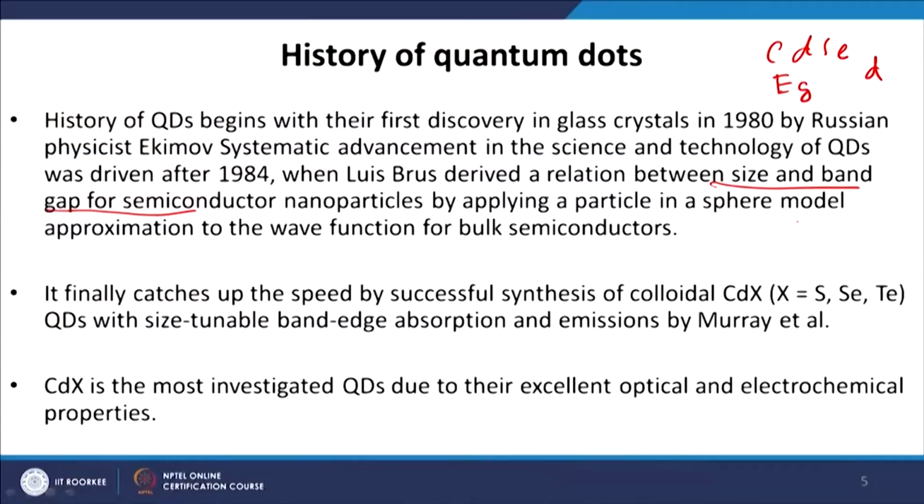It can be either cadmium sulphide, or cadmium selenide, or cadmium telluride. Any of these combinations we can make by suitably choosing the precursor materials and the reaction conditions, and by changing the temperature of the growth we can also control the particle size for each of these quantum dots.